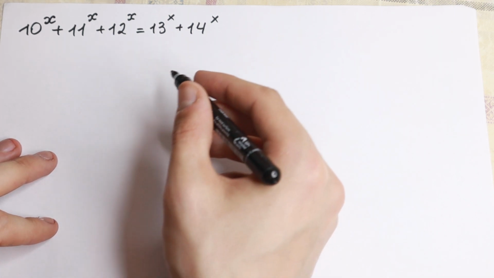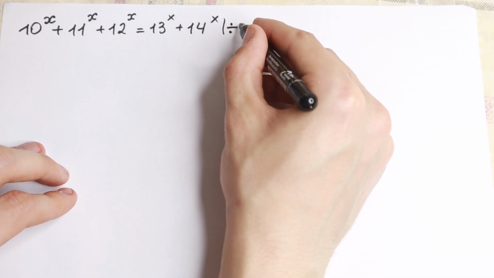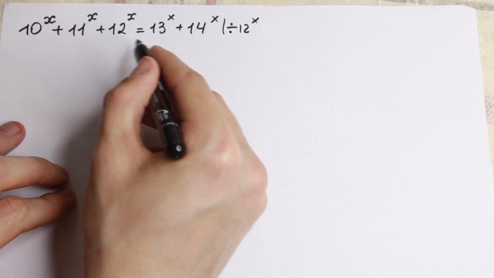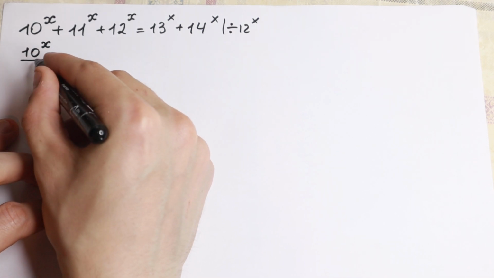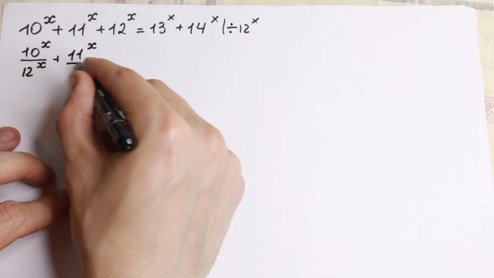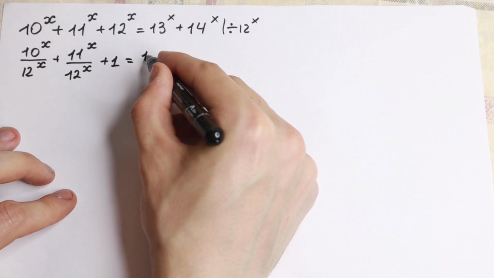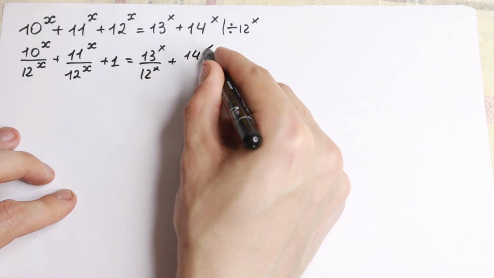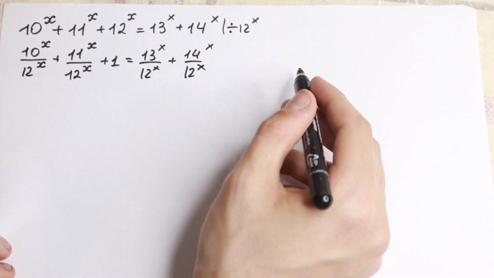So first of all, let's divide both sides by, for example, 12^x. If we divide both sides by 12^x, we will need to divide all of these elements by 12^x. We will have 10^x over 12^x plus 11^x over 12^x, right here we'll have 1, so plus 1, equal to 13^x over 12^x plus 14^x over 12^x. So we just divide both sides by 12^x.